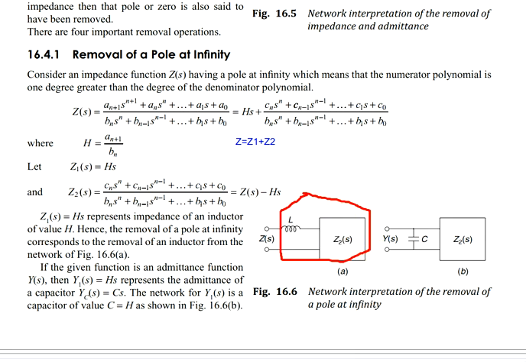So suppose this Z of s is nothing but Y of s, then what about this hs? Hs is nothing but a capacitive element at that time. Then it becomes C, which will be connected in parallel, because in case of admittances, parallel connection has additive terms. That's why C is connected in parallel. So when you solve the problems, you will understand all these things very clearly.